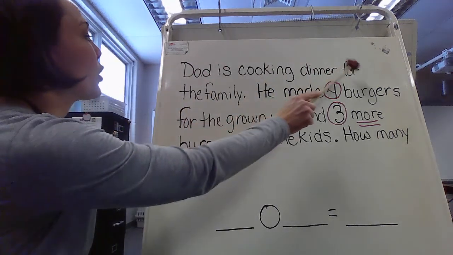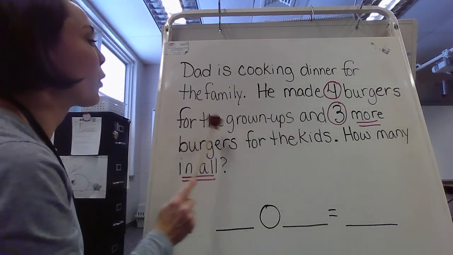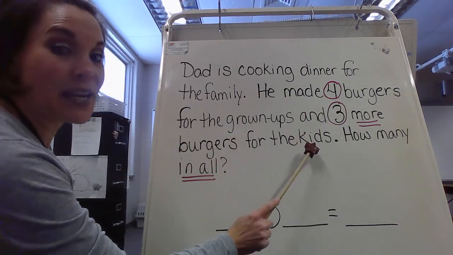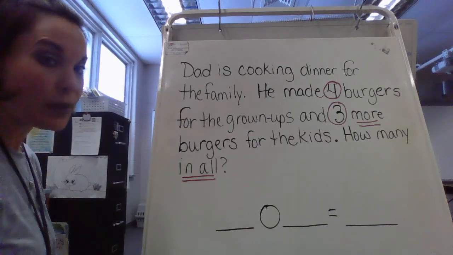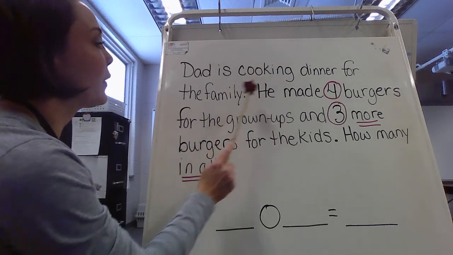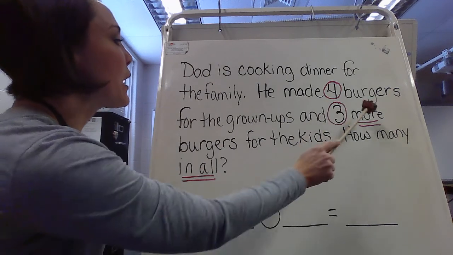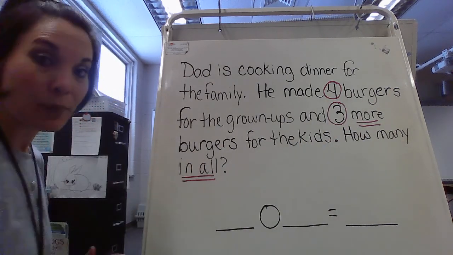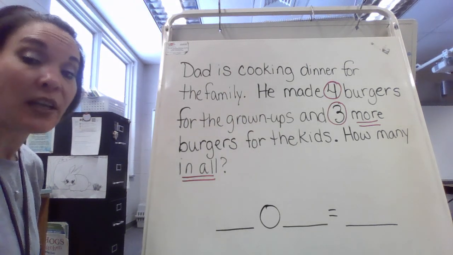Dad is cooking dinner for the family. He made 4 burgers for the grown-ups and 3 more burgers for the kids. How many in all? Hold on, let's do it again. Dad is cooking dinner for the family. He made 4 burgers for the grown-ups and 3 more burgers for the kids. How many in all?